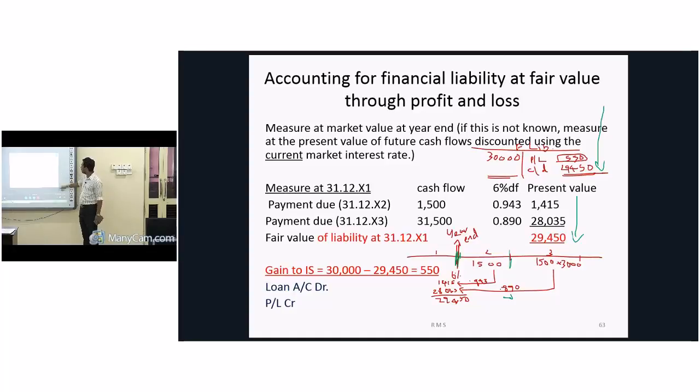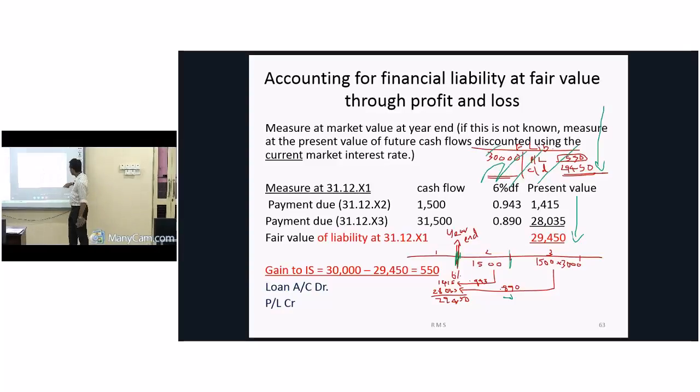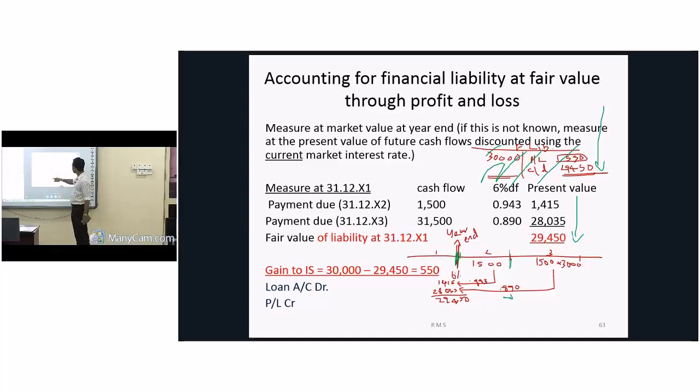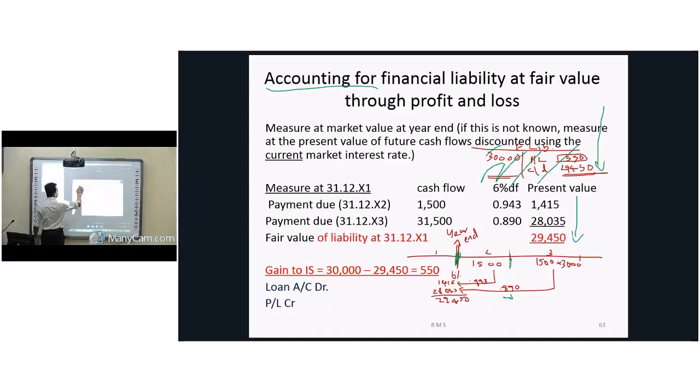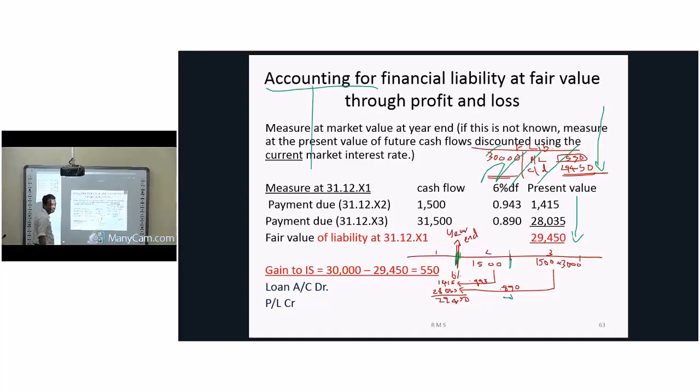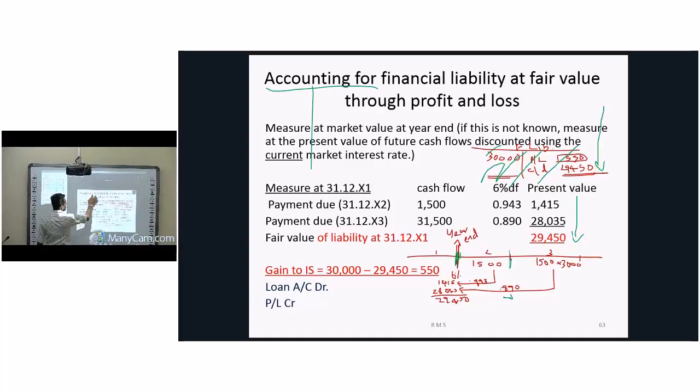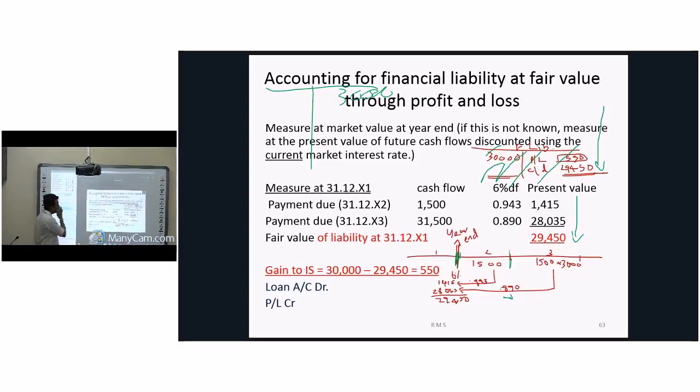Then there is a difference here. How much? This is wrong. This account, you have issued loan notes and the other way around. So no space to write. I'll draw it here. Liability should be on the credit side now. 30,000 here, credit. Got it? At the end of the first year, the new value will be 29,450.